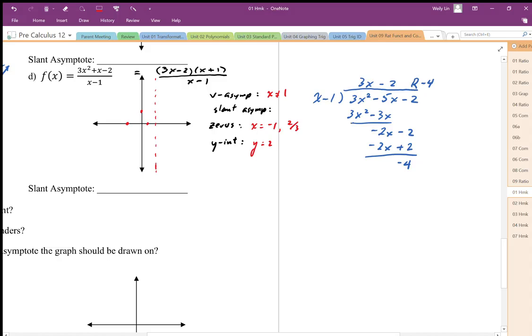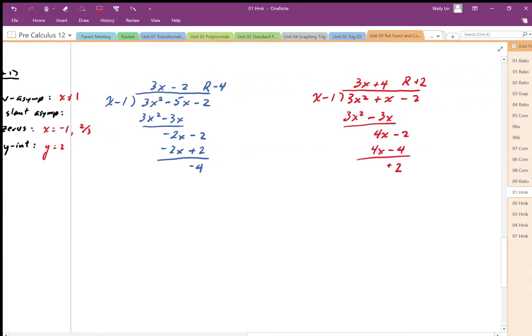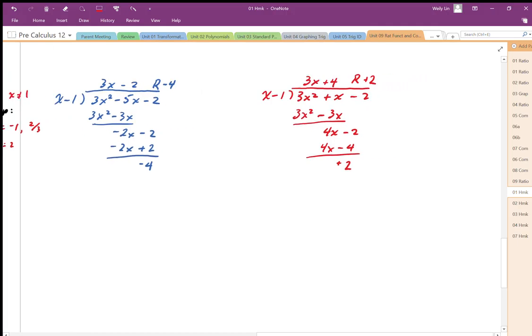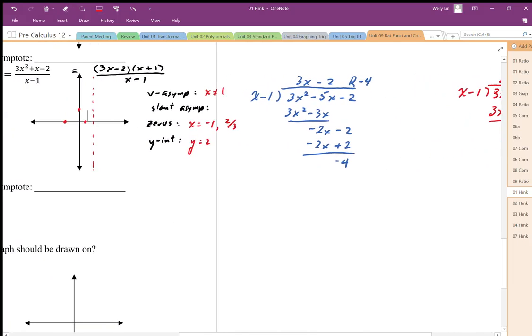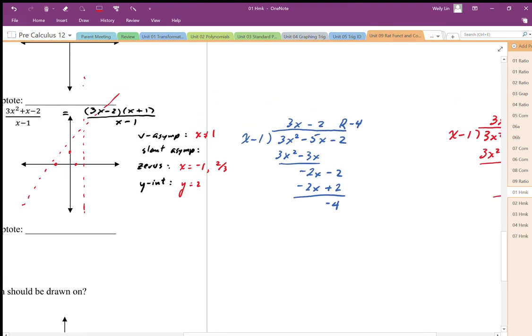Okay, now I need a slant asymptote. My slant asymptote I get from my long division over here in red. So x minus 1 into 3x squared plus x minus 2 gives me a quotient of 3x plus 4. That's my slant asymptote. And my remainder is positive 2. So 3x plus 4, I'm going to draw something like this. Okay, so I end up with my graph following my asymptotes, goes through the 0, goes through the y-intercept, goes through the other 0, and then follows the asymptote like this.